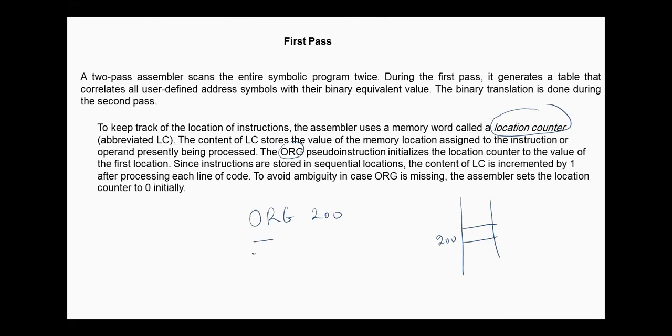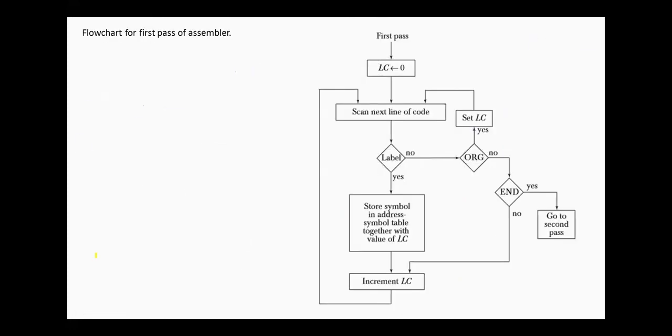After scanning each line of code, the content of the location counter is incremented by 1. Here is the flowchart for the first pass of the assembler. Initially, the location counter is cleared. We scan the next line of code. If we have a label and we have org, for example, org 100, then the location counter is set to this value.